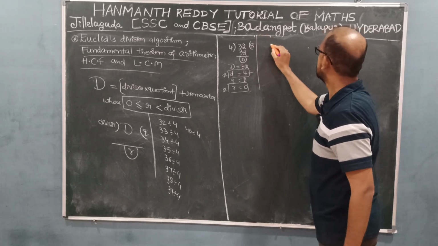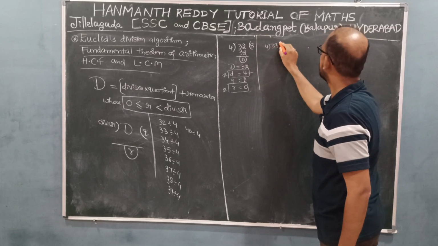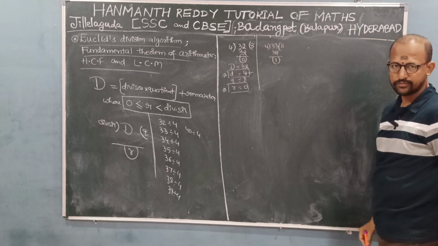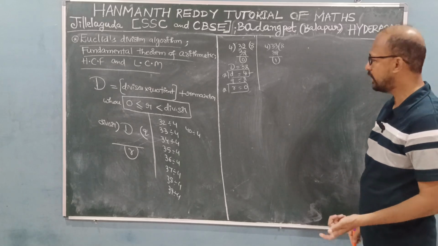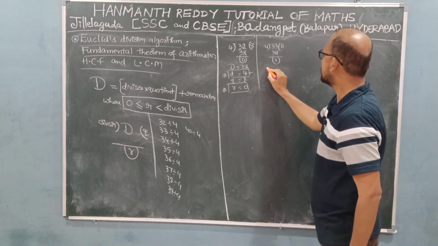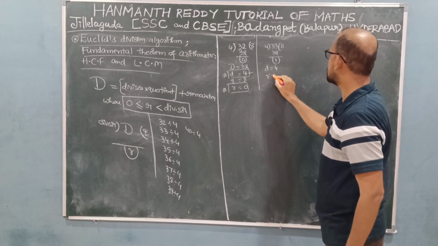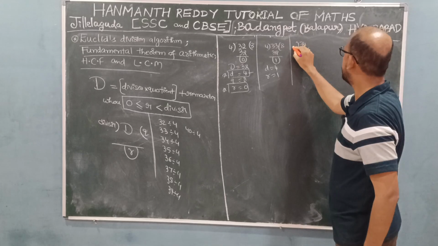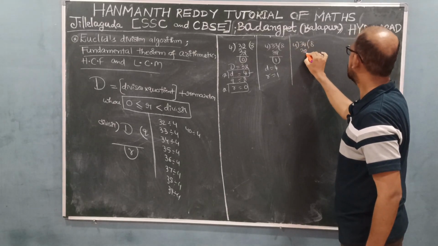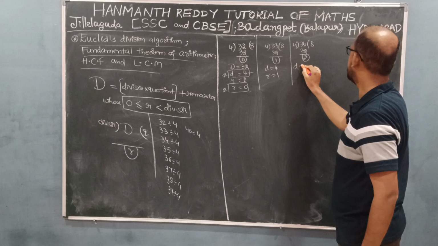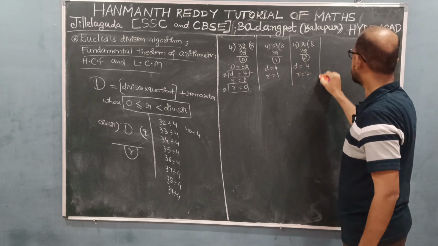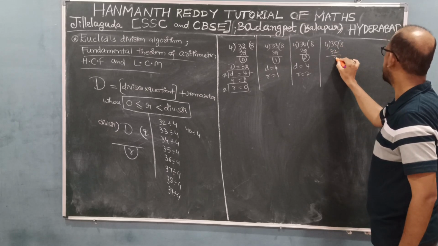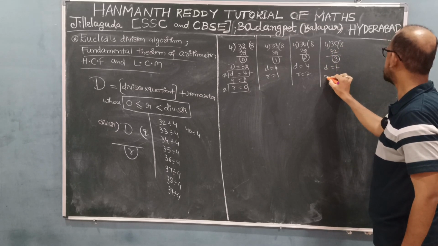Next, go for 33 divided by 4. 4 eights are 32. Remainder is 1. Stop. I don't want to proceed into decimals. So again I write just divisor 4, remainder 1, to focus on this. Next, 34 divided by 4. 4 eights are 32, 2 is the remainder. Again divisor is 4, remainder is 2. Next, 35 divided by 4. 4 eights are 32, remainder is 3. So divisor is 4, remainder is 3.